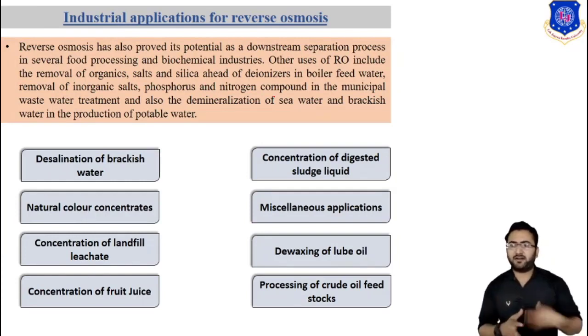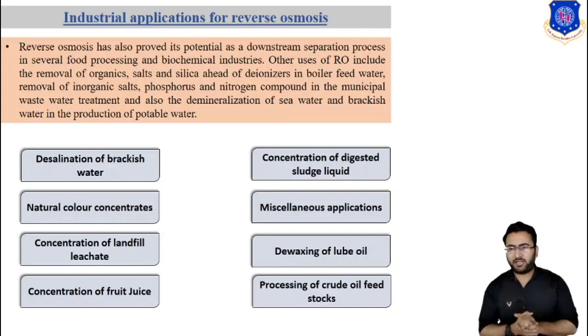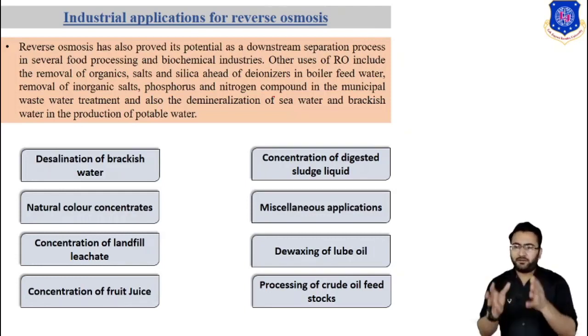Now let's discuss the various applications of reverse osmosis. Reverse osmosis has also proved its potential as a downstream separation process in the food processing and biochemical industries. Other uses include removal of organic salt and silica in deionized boiler feed water, removal of inorganic salt, phosphorus, and nitrogen compounds in municipal wastewater treatment, and demineralization of seawater and brackish water in production of potable water. Mostly reverse osmosis is used for desalination of brackish water.